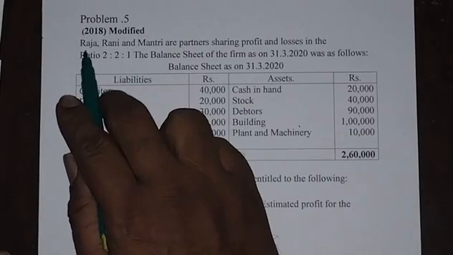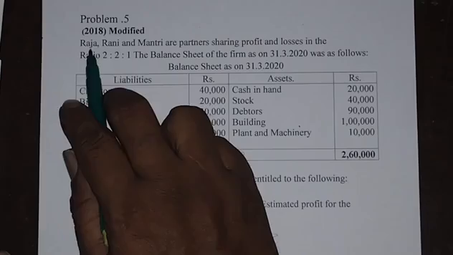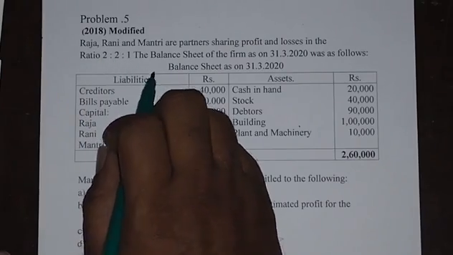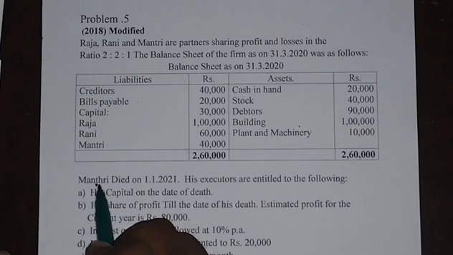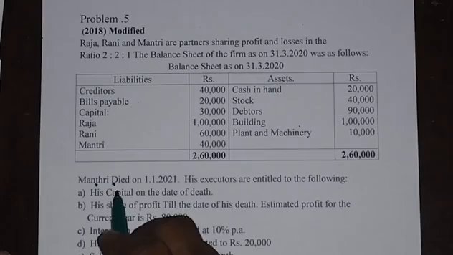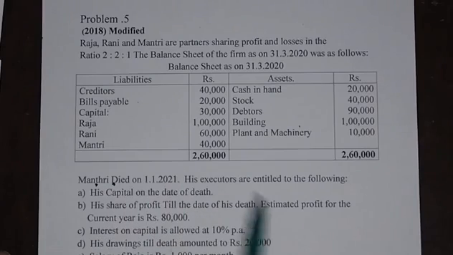Yes, this is the modified question of 2018. Actually, as per this problem, Mr. Raja's death is given. I hope this problem I worked out, so that while working for the second time, I changed the name of the partner who has died, and the date also I have changed.